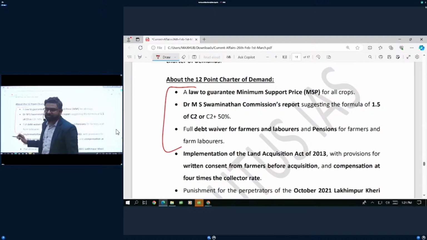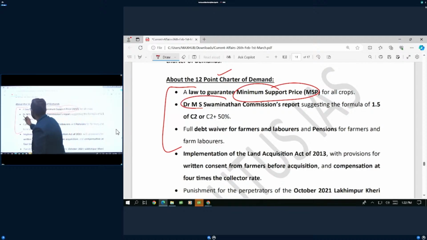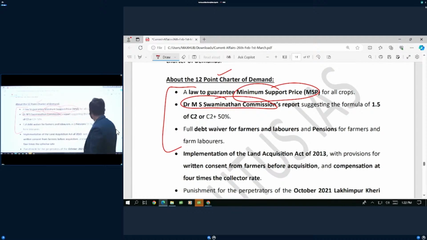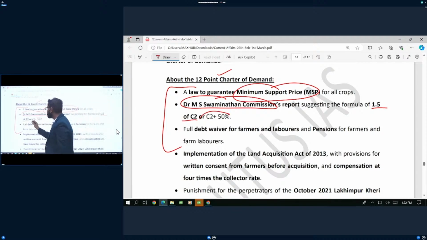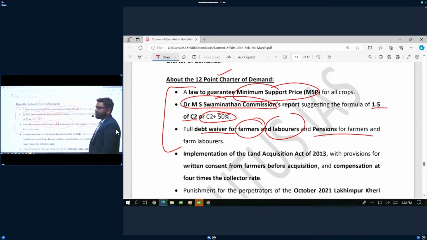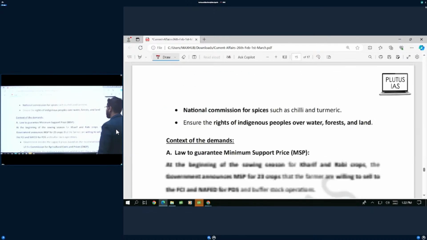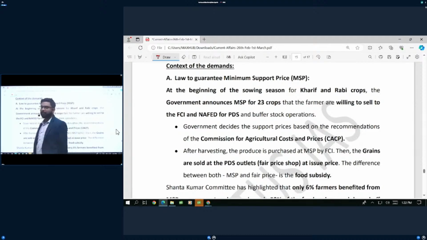The farmers who are protesting now, they have given a 12-point charter of demands to the government. First demand is bring a law on MSP. Second, give MSP according to Swaminathan committee recommendation known as 1.5 of C2 या फिर C2 plus 50 formula. Third, debt waiver of farmers and laborers and pension for farmers. ठीक है, remaining points I will discuss in next class. पहले इन तीनों को discuss करते हैं. चलिए हम नीचे आइए and look at the context of demand. Context of demand में point number 1, law on MSP.